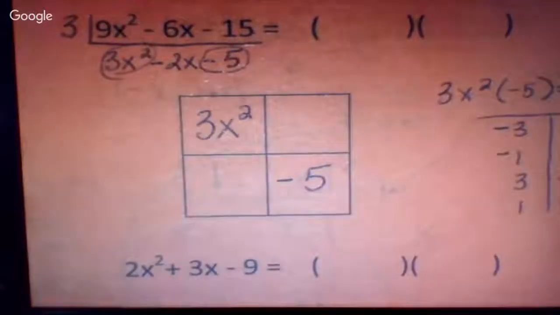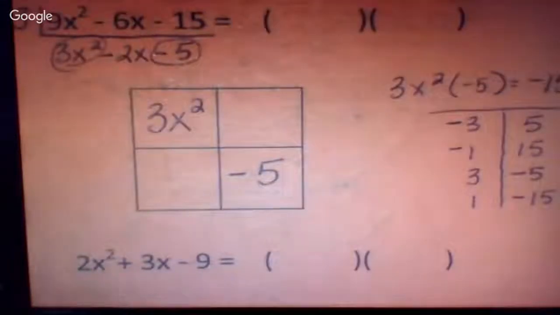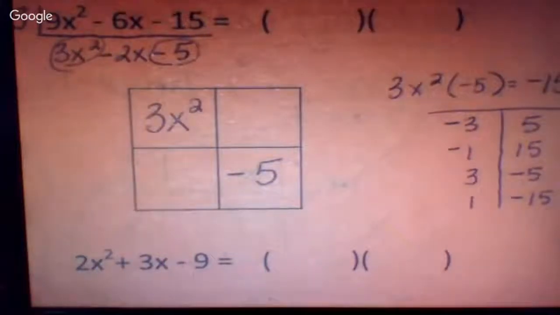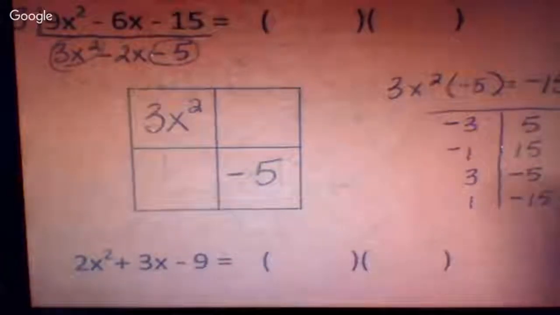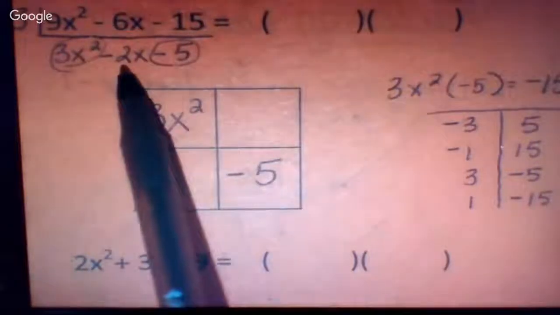Okay. So because my 15 is negative, that means one of my factors has to be negative. So it can either be my 3 or my 5. That's why I wrote it both ways. Or it could be my 1 and my 15. That's why I wrote it both ways. Which one of these is going to go together to give me -2?